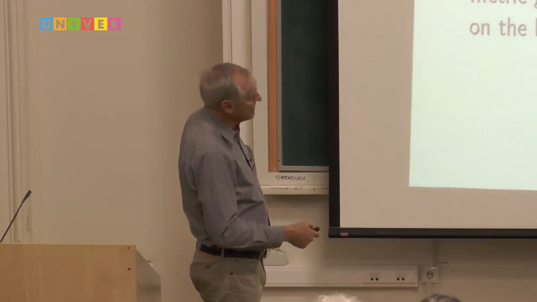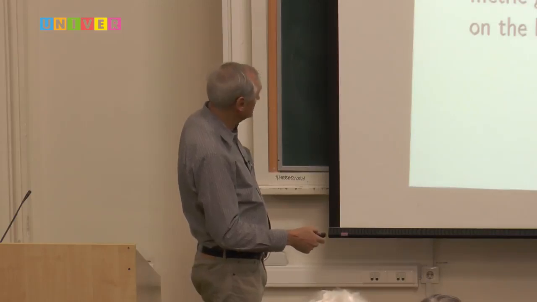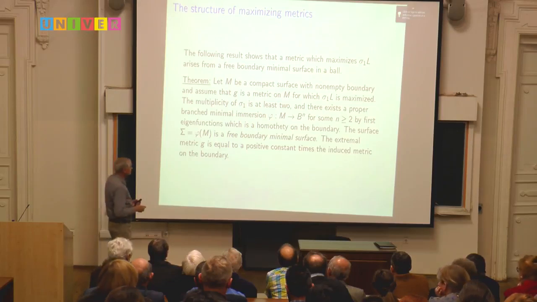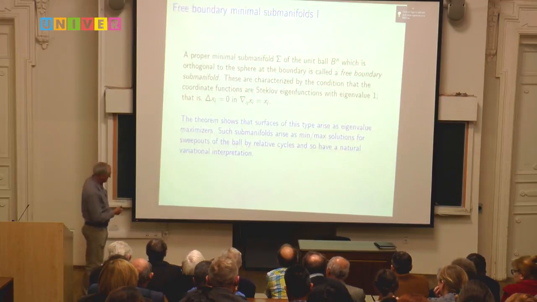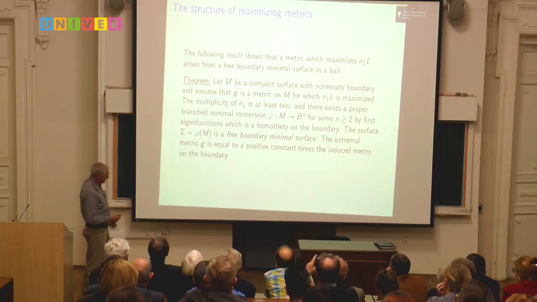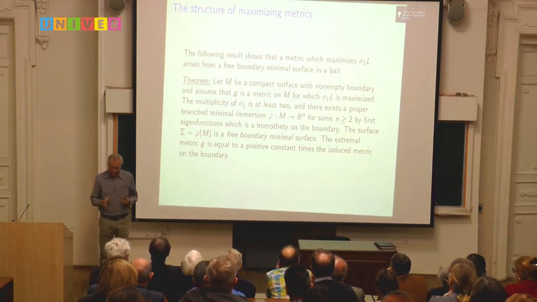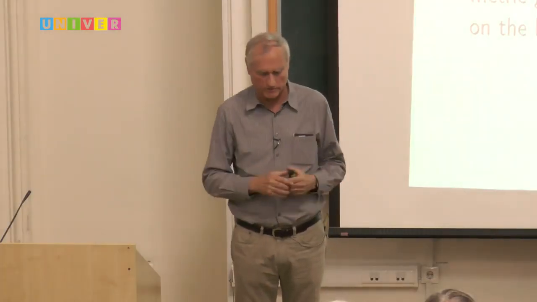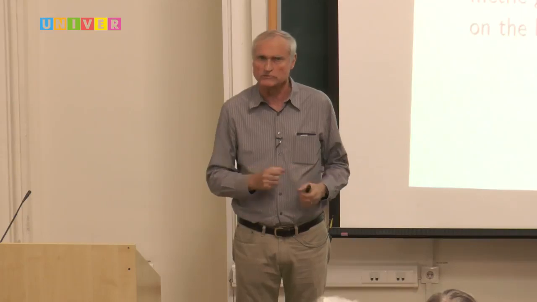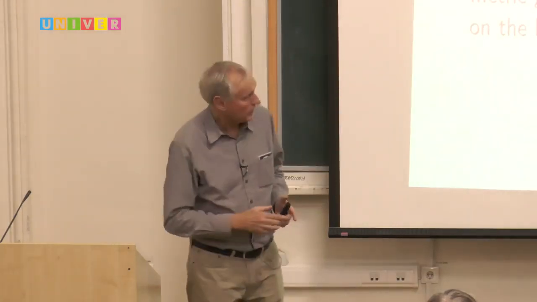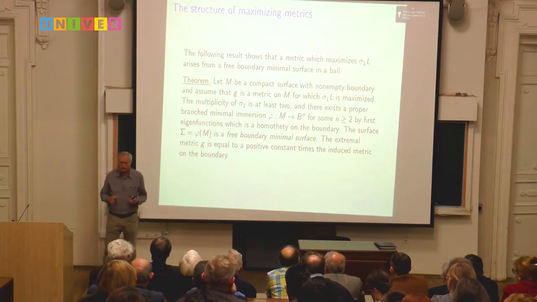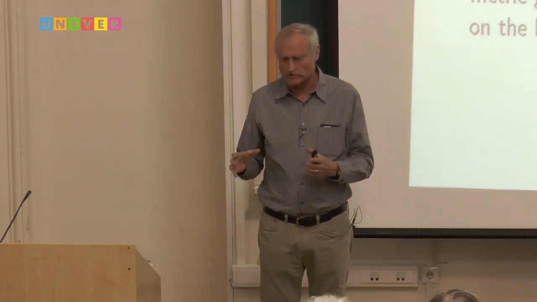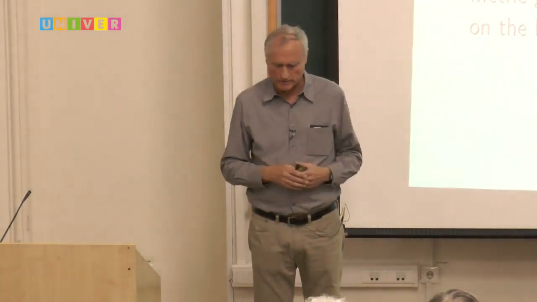Such a surface is called a free boundary minimal surface, and I'm going to describe those in the next few slides. The extremal metric is then, up to a constant multiple, just the induced metric on a certain class of minimal surfaces. That's the main theorem. The proof is not very hard, and it's analogous to a corresponding theorem proven by Nadirashvili for closed surfaces. So this is an analog of the theorem for surfaces with boundary. I don't think I'll have time to go through the proof, but it's not a simple variational argument. It also uses a little bit of functional analysis: the Hahn-Banach theorem, in a kind of interesting way.